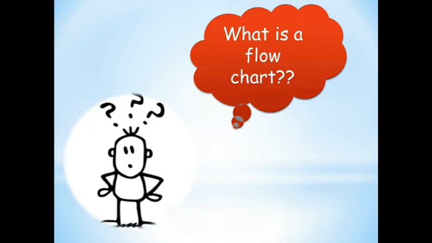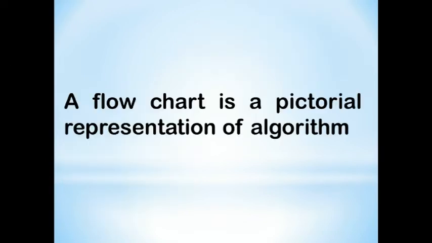And what is a flowchart? A flowchart is a pictorial representation of an algorithm. Pictorial representation means what? Using some pictures, using some shapes, we can represent all these steps. And that is called a flowchart.